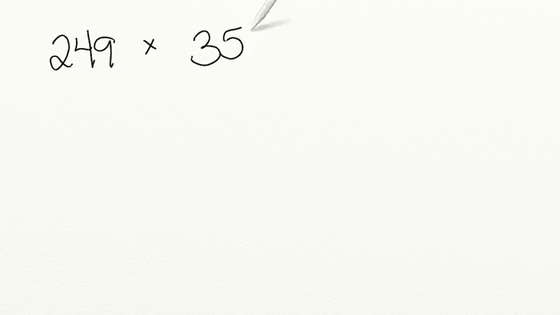Let's walk through a practice problem together. This time we're going to be rounding to the hundreds place. Alright, let's try 249 times 358. We want to estimate the product of these two numbers. To do so, we're going to round to the hundreds place.